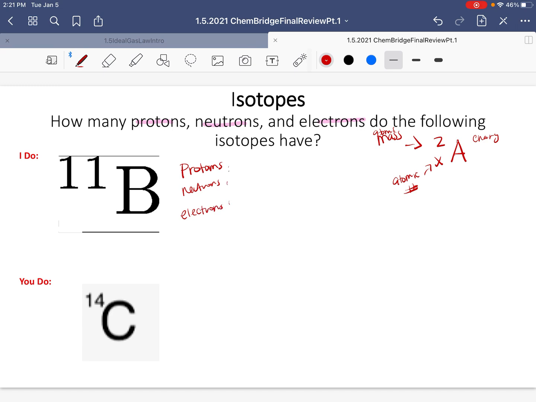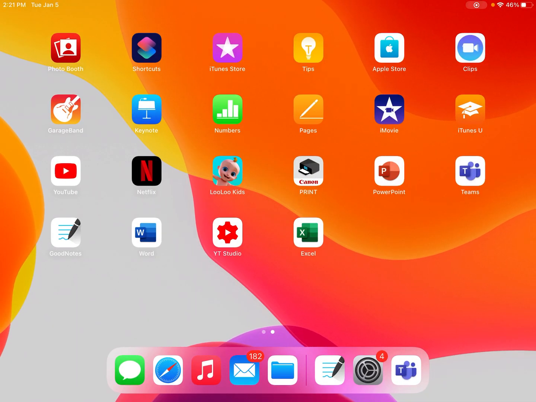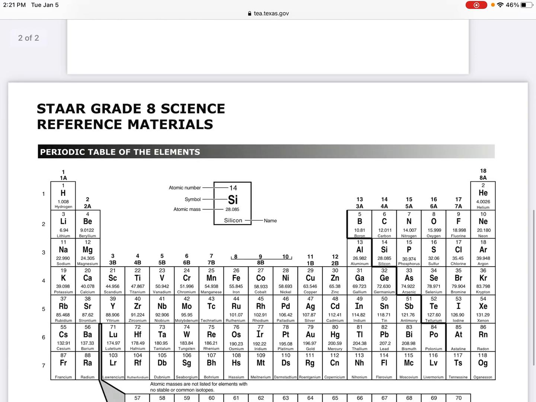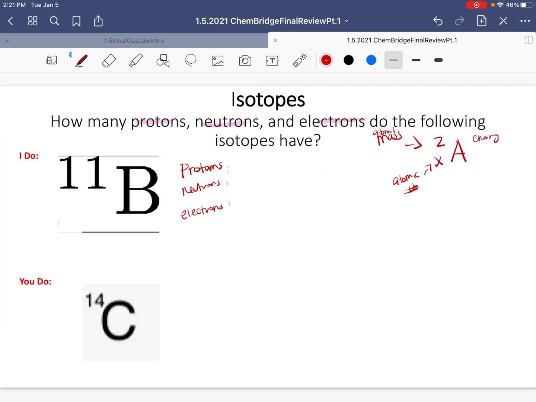So when I want to work this out, class, protons, neutrons, and electrons, I go to the periodic table. So I'm looking at B. B is boron. So when I go to boron, I see that my atomic number is the number on top, which is 5. So boron has an atomic number of 5. This makes my job a lot easier. I know I have 5 protons.